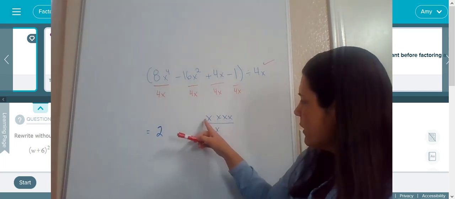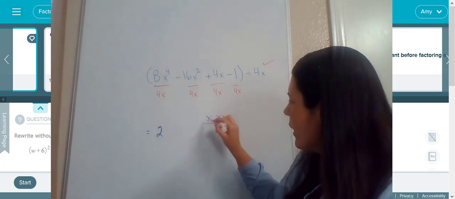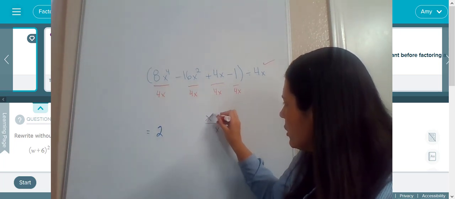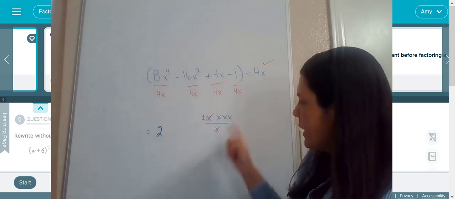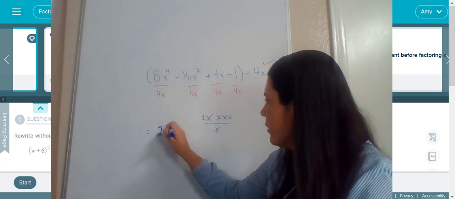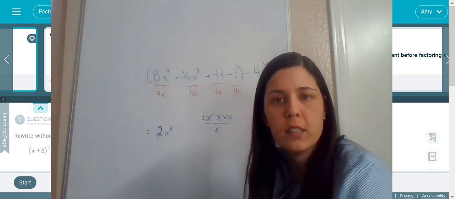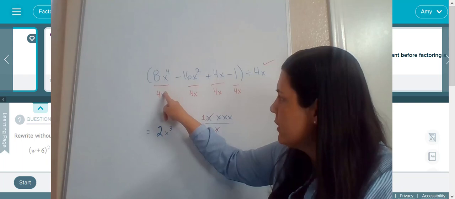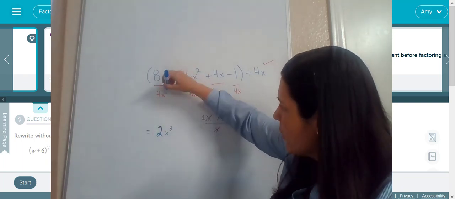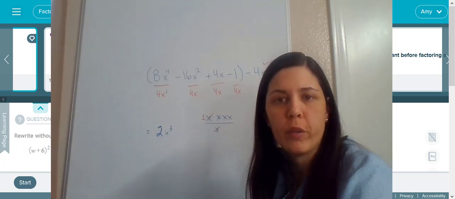So what's happening is 1x on top and 1x on bottom are dividing out and making this become just an invisible 1. And so what's left is 3 x's. So this is x to the 3rd. But the shortcut is subtract the exponents. This is 4 minus 1, invisible 1 right here. So 4 minus 1 is that power of 3.